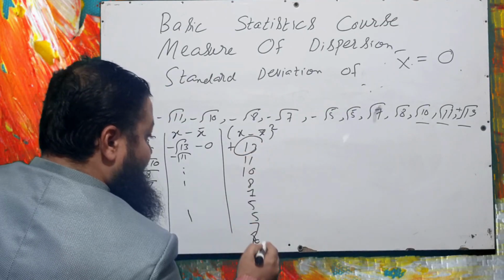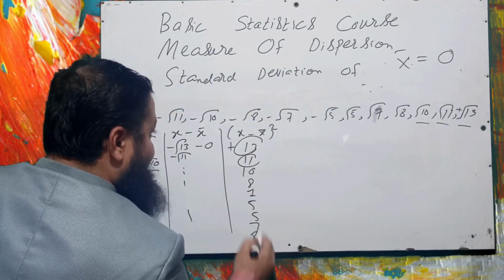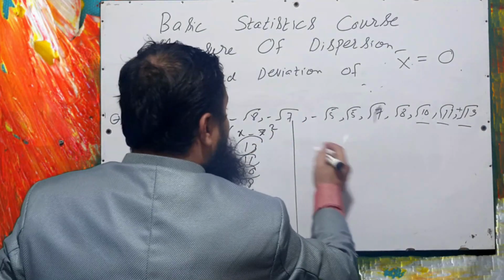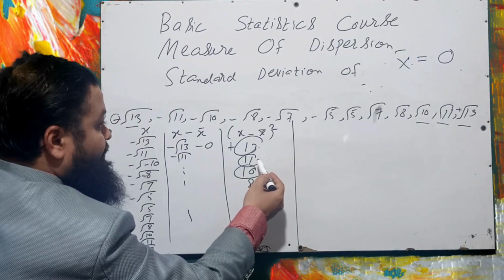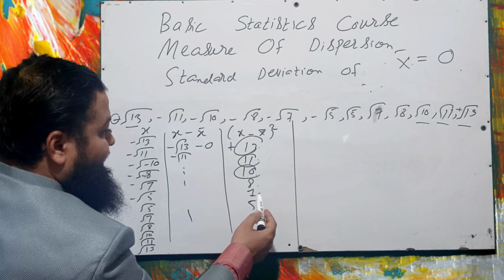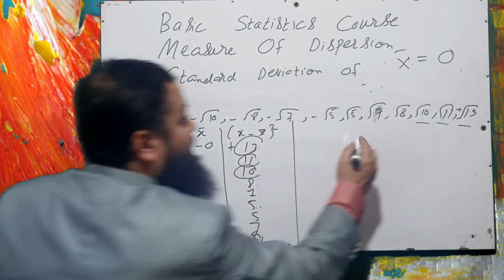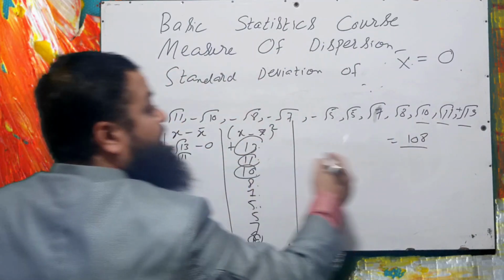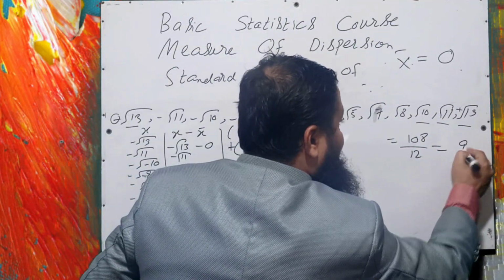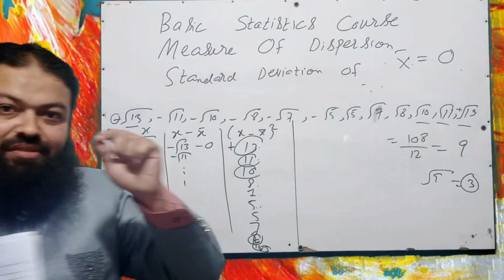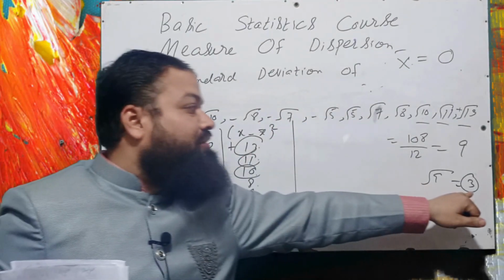And 13 is 2 times, 11 is also 2 times, 10 is also 2 times. Summation x minus x bar whole square, that will be 13 plus 11, 24, 34, 42, 49, 54, 54 twos are 108 over, how many values are there? There are 12 values, and that will be 9, and the square root of 9 will be 3. Standard deviation of that data set is equal to 3.